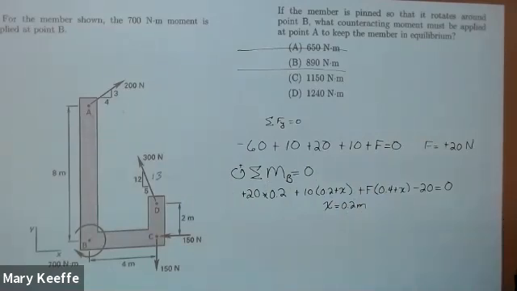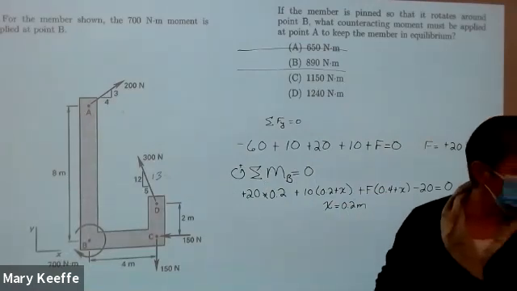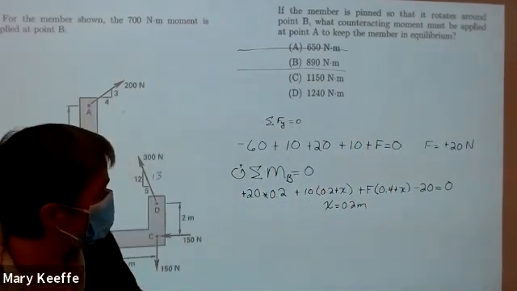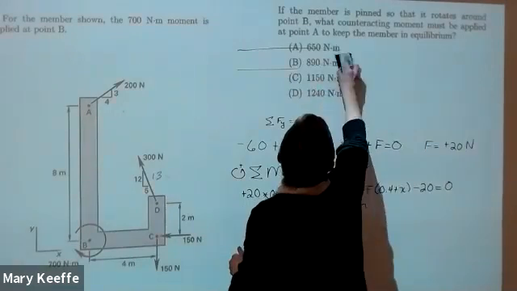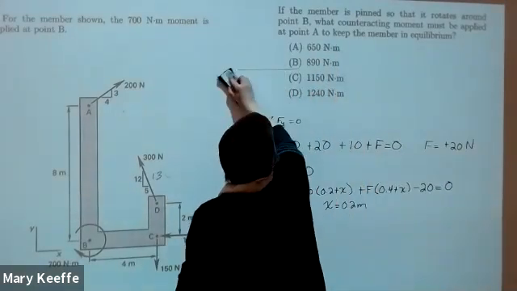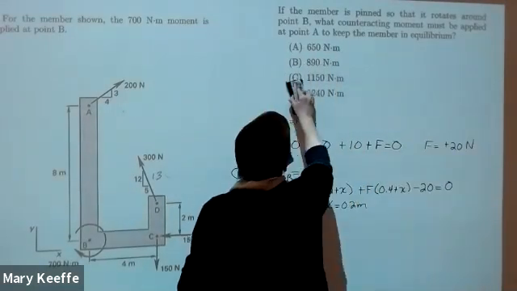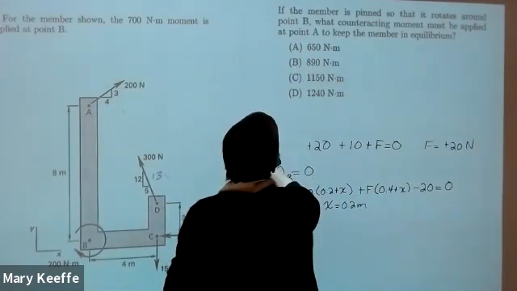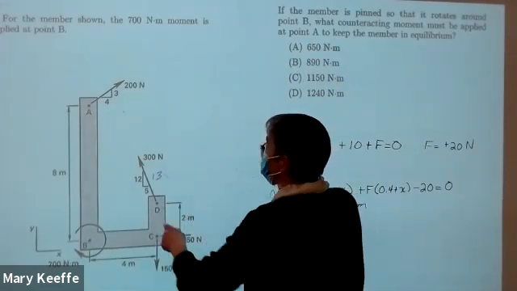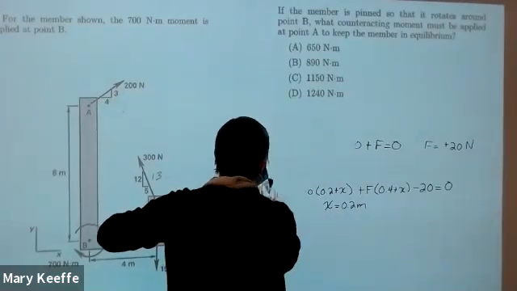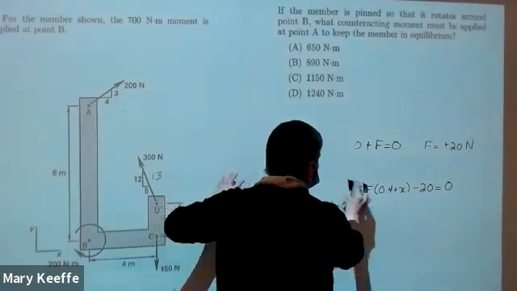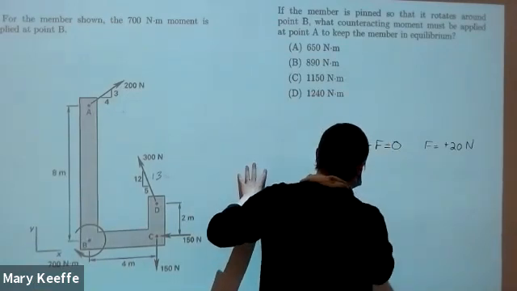All right, for the members shown, let me erase. The 700 Newton meter moment is applied at point B. And then it says if the member is pinned so that it rotates around point B, what counteracting moment must be applied at point A to keep the member in equilibrium? Okay, so let's go through a couple thoughts here.